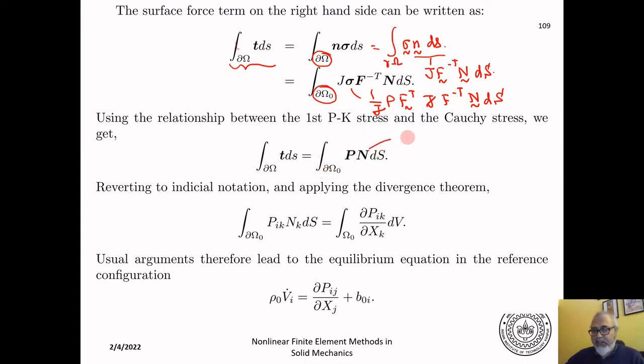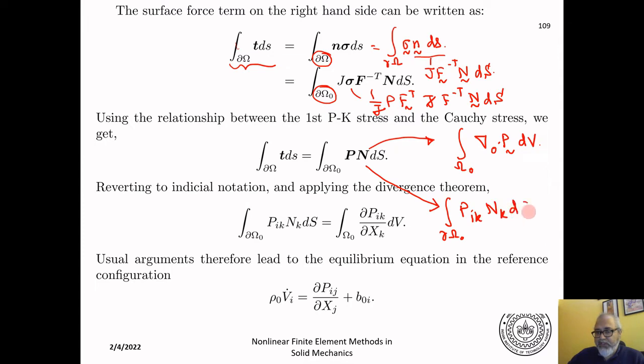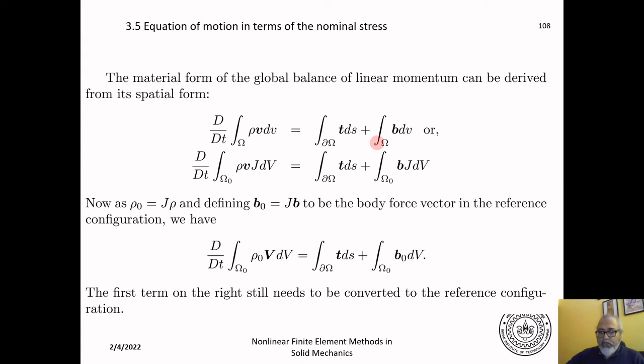So obviously you can apply the divergence theorem to this, and you will get a volume integral over the reference volume. If you want to do it in index notation, this is how you will do it. So this P n is P_ik n_k dS, and applying the divergence theorem to it, convert it to ∂P_ik/∂X_k dV. So now we take this back to the term here.